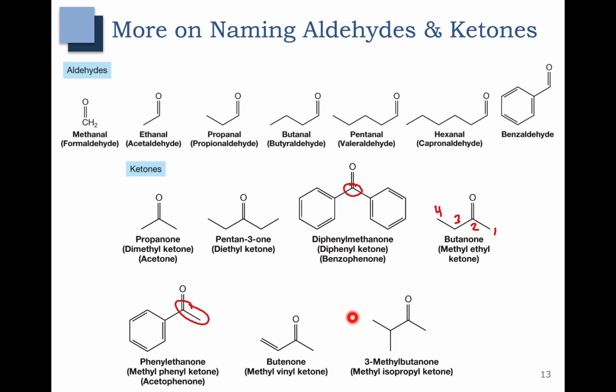Here's another example of a butanone. Again, we don't need to specify where that ketone is because there's no other place to put it, but we do need to specify the position of the methyl group at 1, 2, 3. And so this becomes 3-methyl butanone.